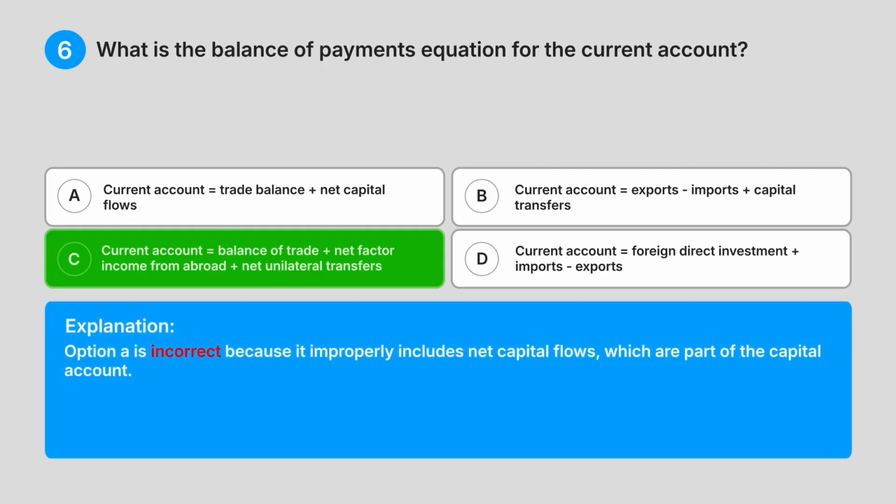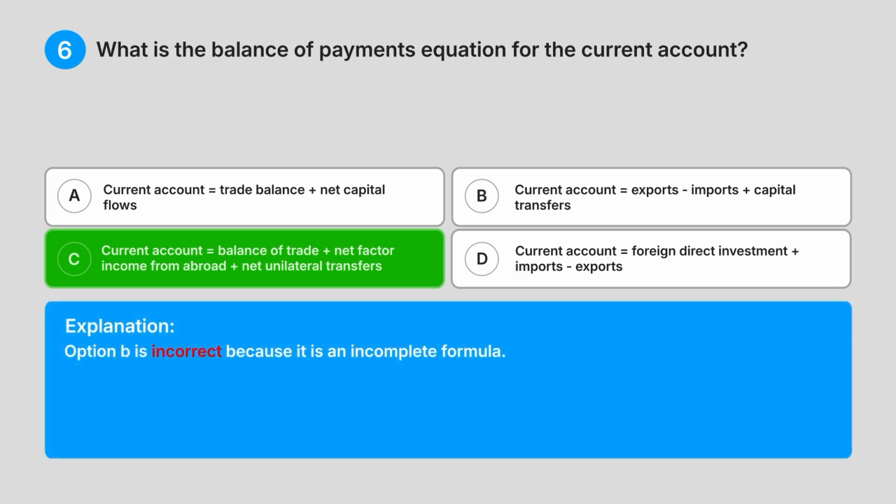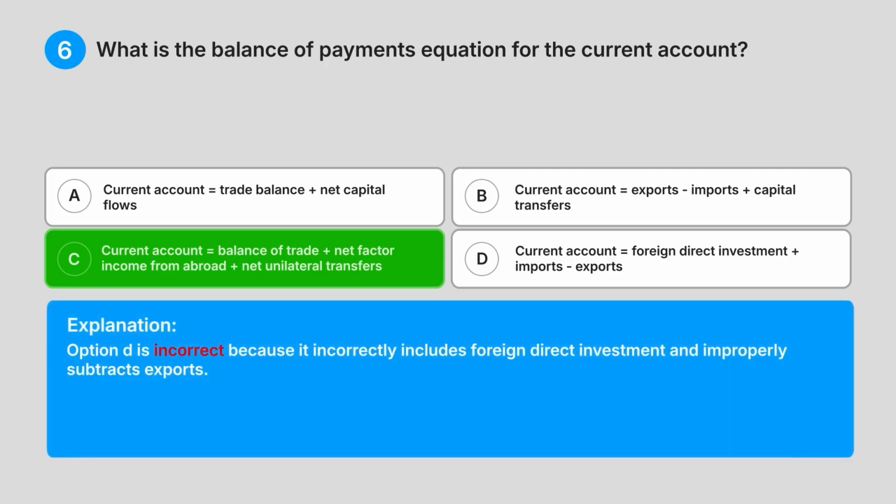Option A is incorrect because it improperly includes net capital flows, which are part of the capital account. Option B is incorrect because it is an incomplete formula. Option D is incorrect because it incorrectly includes foreign direct investment and improperly subtracts exports.